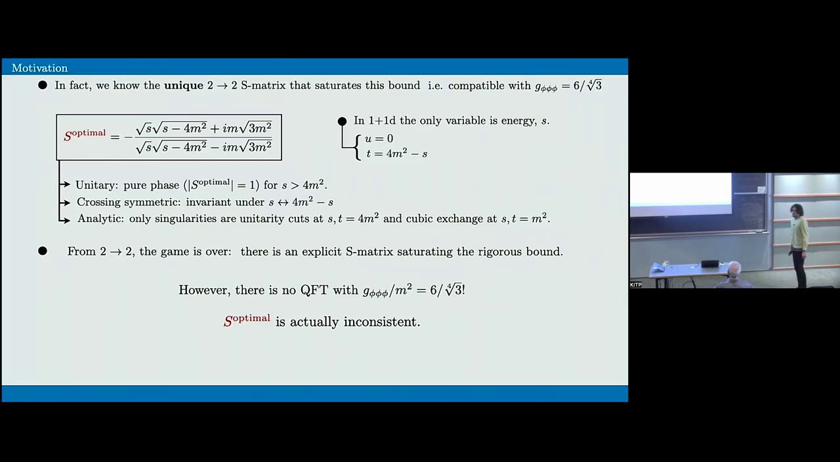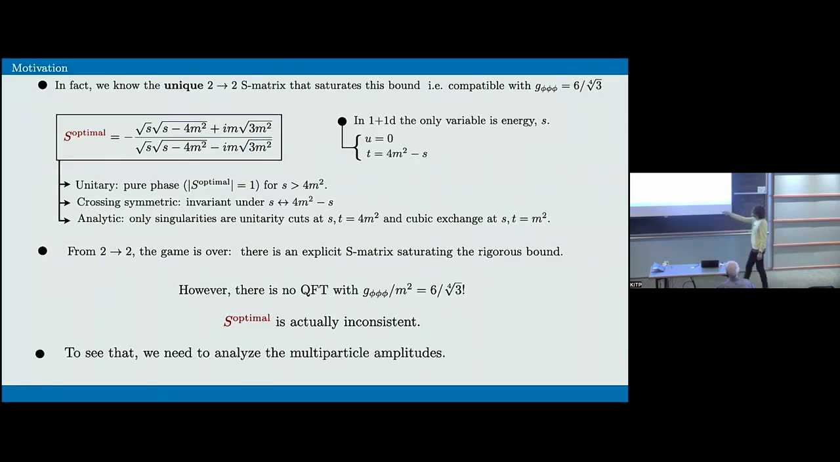Looking at your S matrix, when S is larger than 4m squared, it looks like there's no phase or something wrong. There's an I here. I, right, but S minus 4m, it will be positive, right? Yeah, sorry. No problem. Yeah.